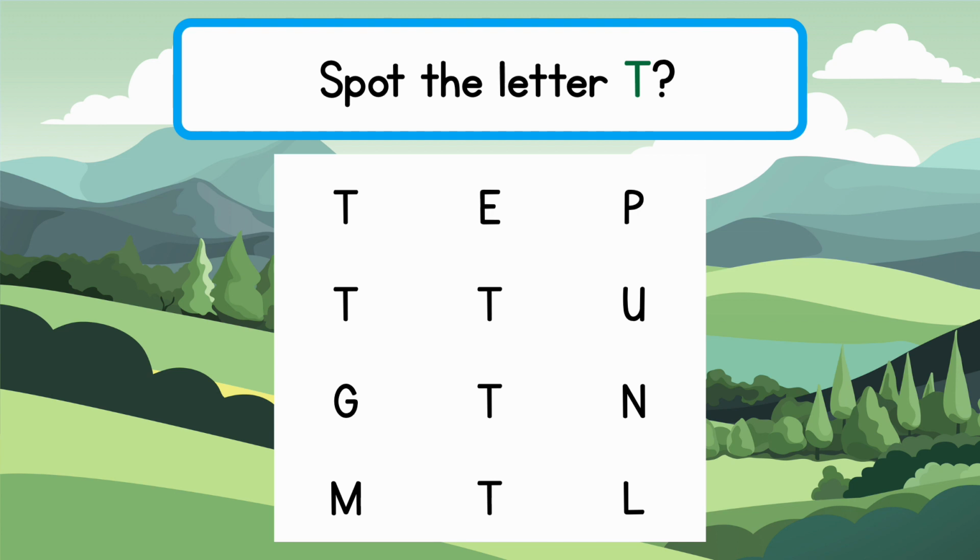We have lots of letters here. We're going to find all the letter T and highlight it green. Are you ready? Let's go. Well done, we found the first T. Let's look for the next T. Fantastic. Great work, well done.